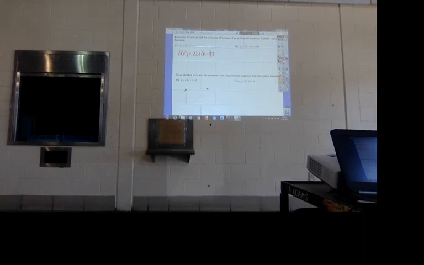31. They're giving me my first term of my geometric sequence, and they're giving me my common ratio. So I have a sub n equals, who's my first term? Negative 1. Times, what's my common ratio? Negative 2 to the n minus 1.